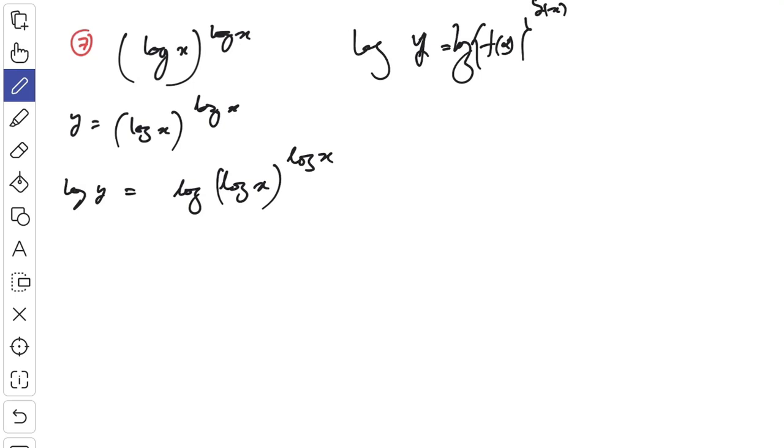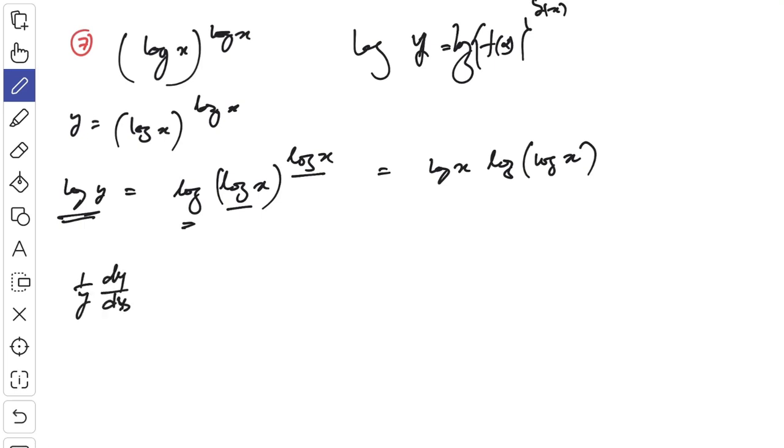Now you see, as I have already told you, log of m to the power n gives n into log of m. So you can consider this as log m to the power n. If you consider it this way, then you must get log x times log of log x. So now differentiate on both sides. If you differentiate this log y, you will get 1 by y, as this is not a function of x, so dy by dx again you will get.